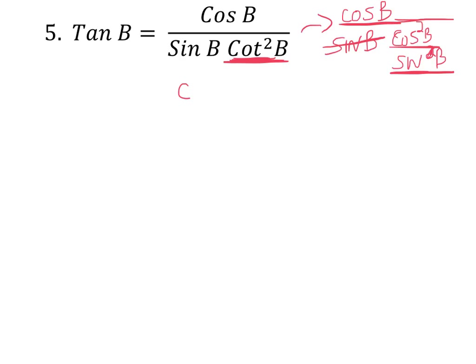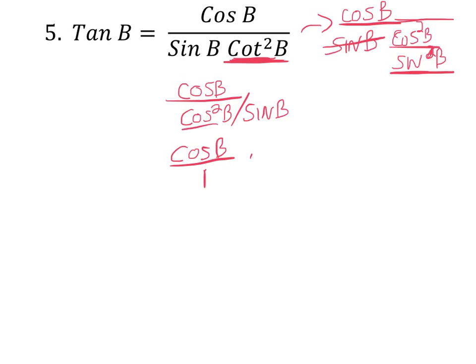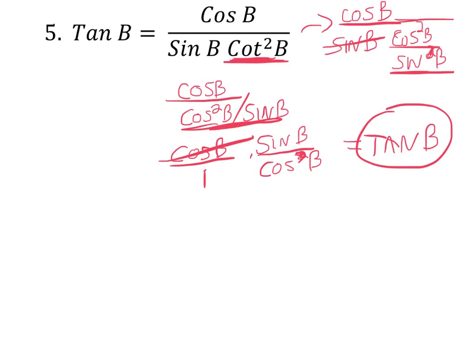You have cosine of b in the top divided by cosine squared of b over sine of b. And then if I flip, I keep that cosine of b in the top the same. I multiply by the reciprocal of this bottom, which is sine of b over cosine squared of b. And then the cosines cross cancel. This cosine cancels out with one of these. So then you have sine over cosine, which just equals tangent.